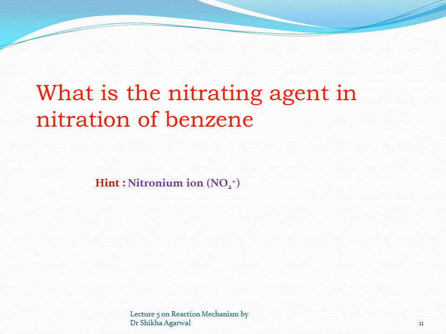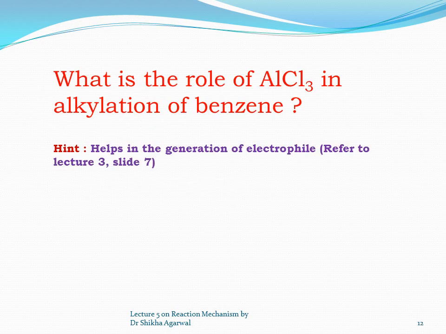Now what is the nitrating agent in case of nitration of benzene? It is the nitronium ion, which is formed by the interaction of concentrated sulfuric acid with concentrated nitric acid. Once again, for the details, you refer to the lecture notes or the slides, lectures that were delivered earlier. Now what is the role of AlCl3 in alkylation of benzene? So it helps in the generation of electrophiles.